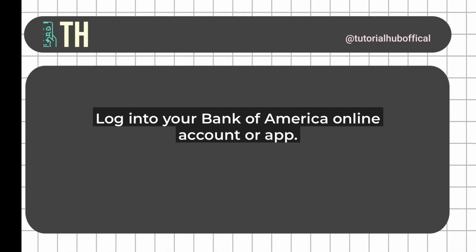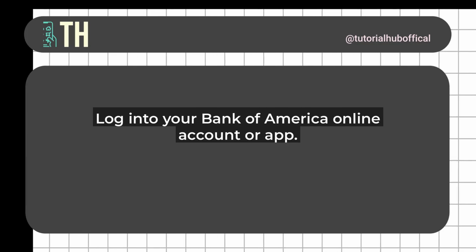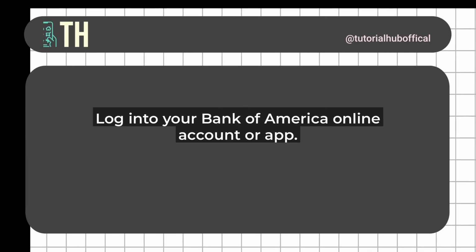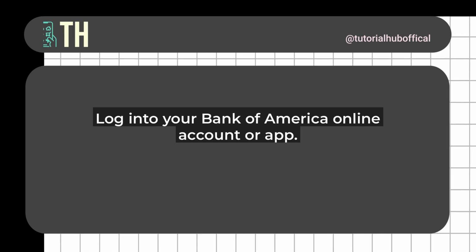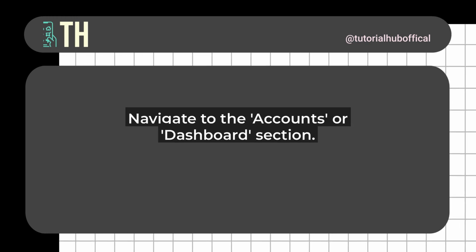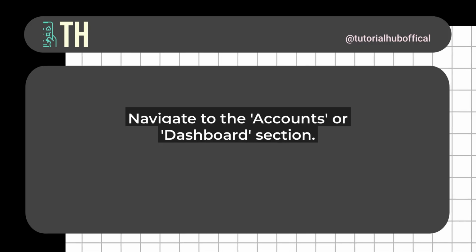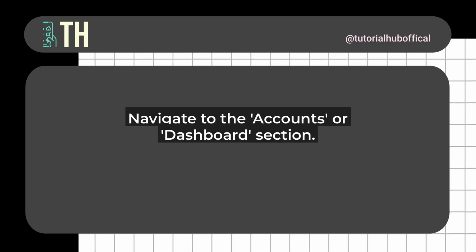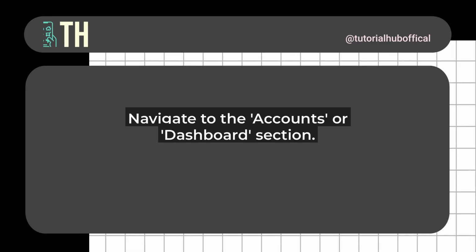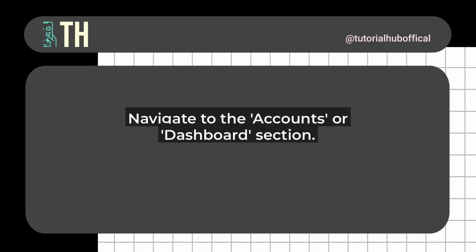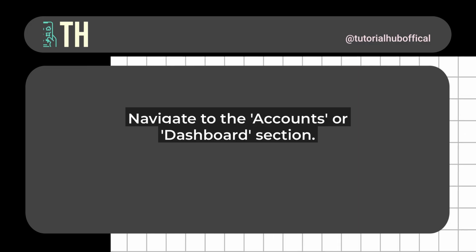First things first, make sure you have your Bank of America online account set up. If you don't, head to the Bank of America website or app and create one. It's free and secure. Once you're logged in, navigate to the Accounts or Dashboard section. Here, you'll see a list of your accounts, including your credit card.